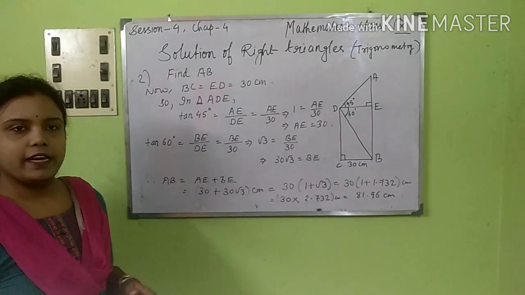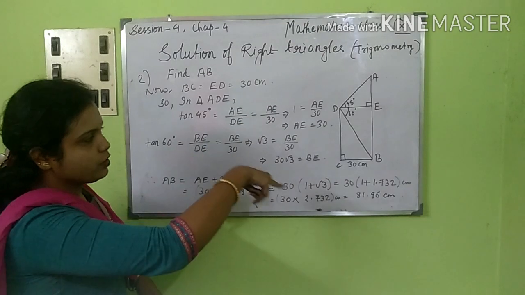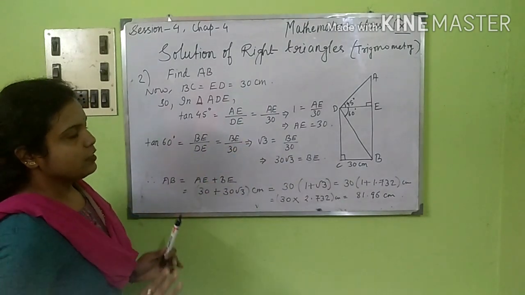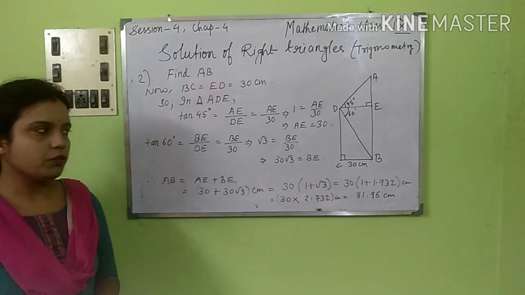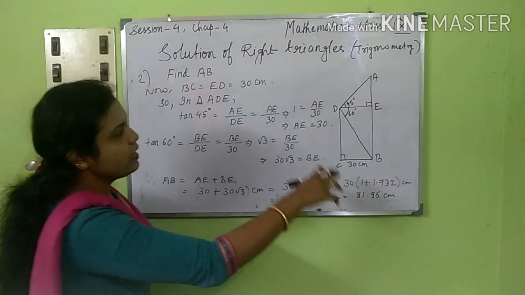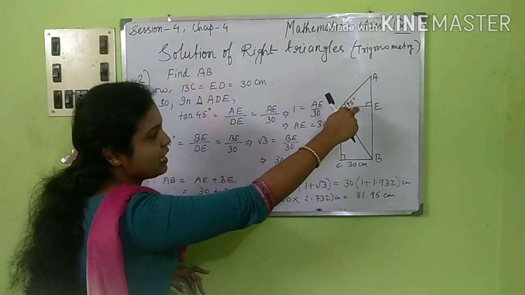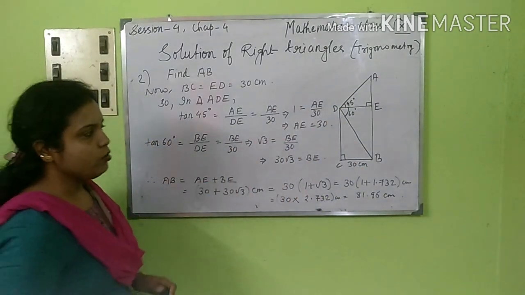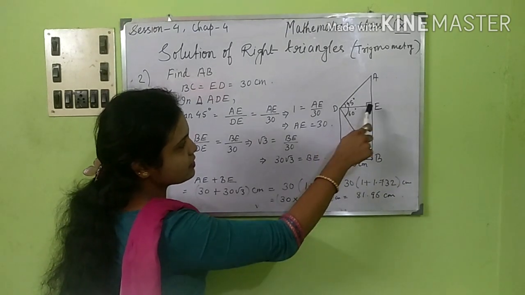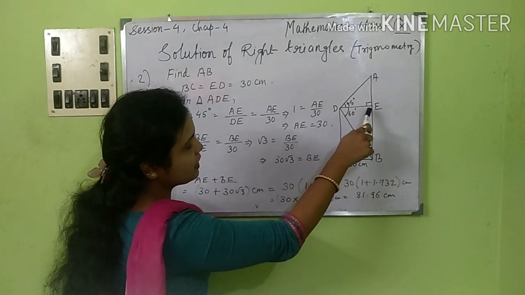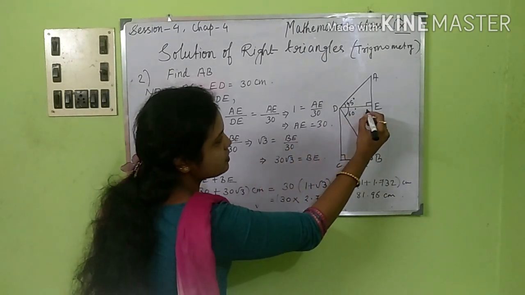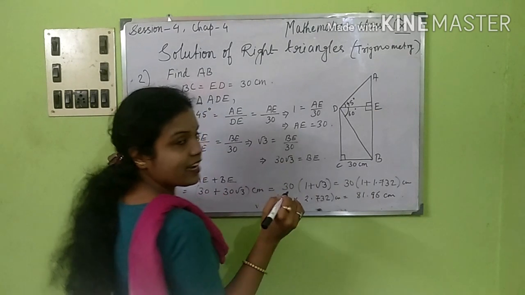Next, we have come up with this particular figure where you have to find the value of AB. Okay, now just see that AB is having two parts, that is AE and BE. Now BC is given 30 centimeter. This particular triangle, that is right angle triangle BDA, is given, one of the acute angle is given 60 degree. That means this is the right angle.